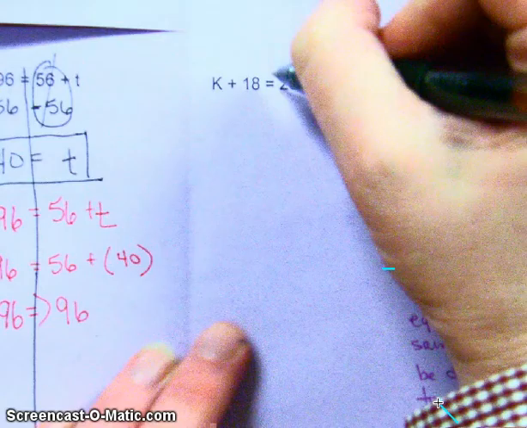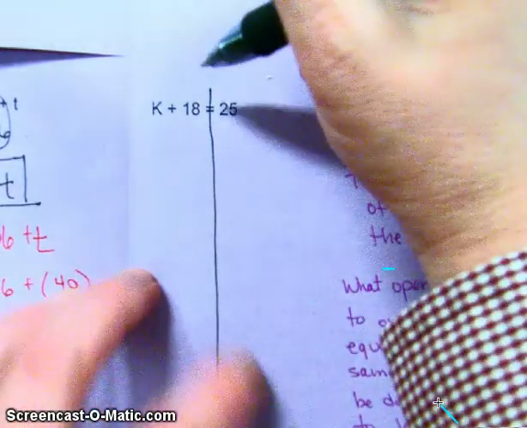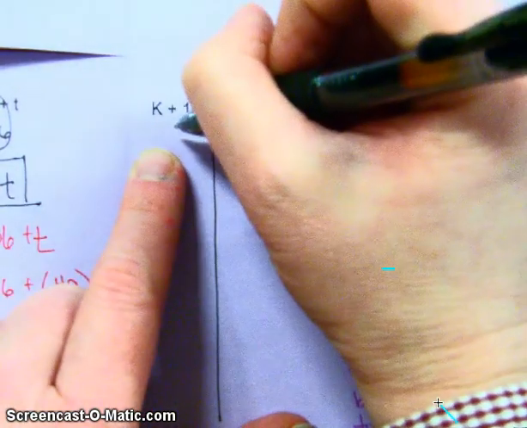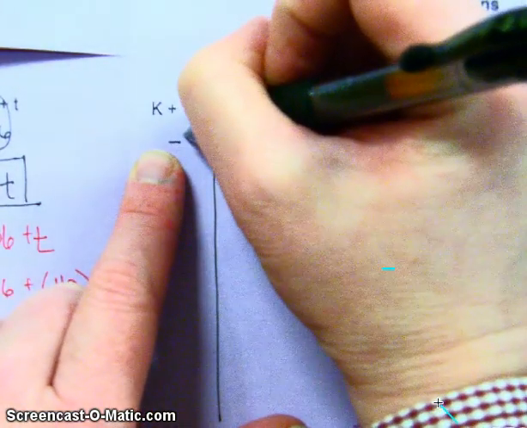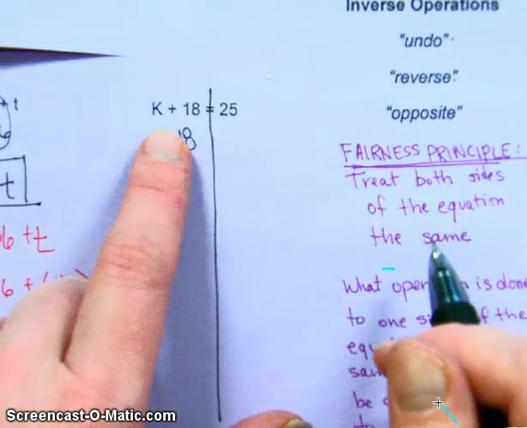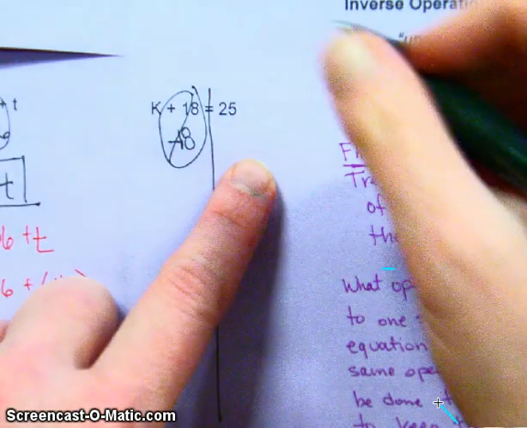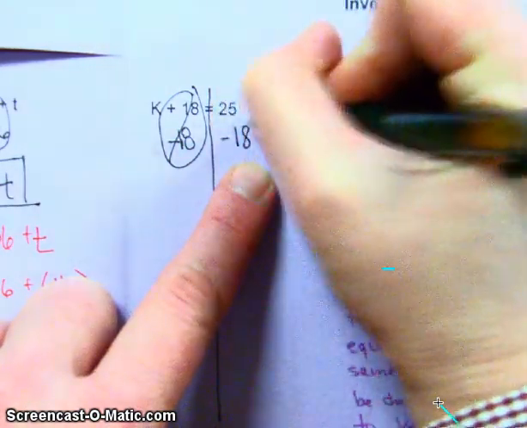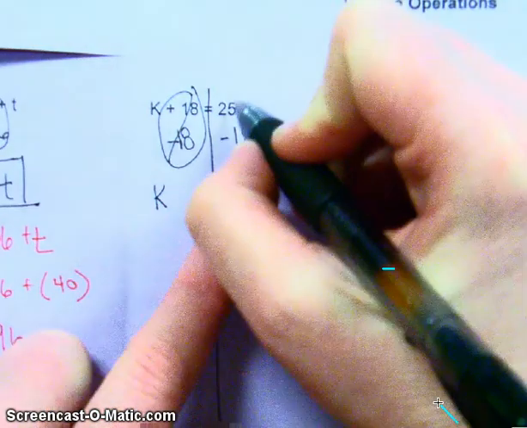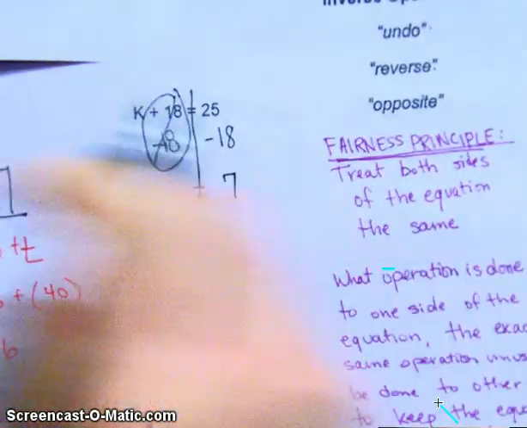Next one. Draw your line. 18 is with the variable. We need to get rid of it. It is being added to k. We do the inverse operation to subtract. So we're going to subtract 18 from here to get rid of it there. If I do it to this side, I must do it to this side to keep it balanced. Keep it fair and balanced. K, 25 minus 18 is 7.